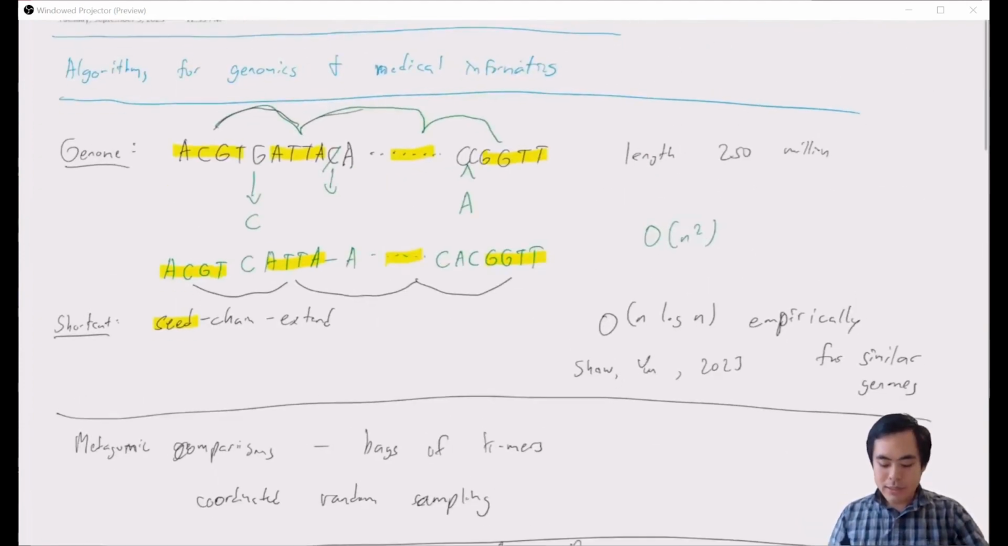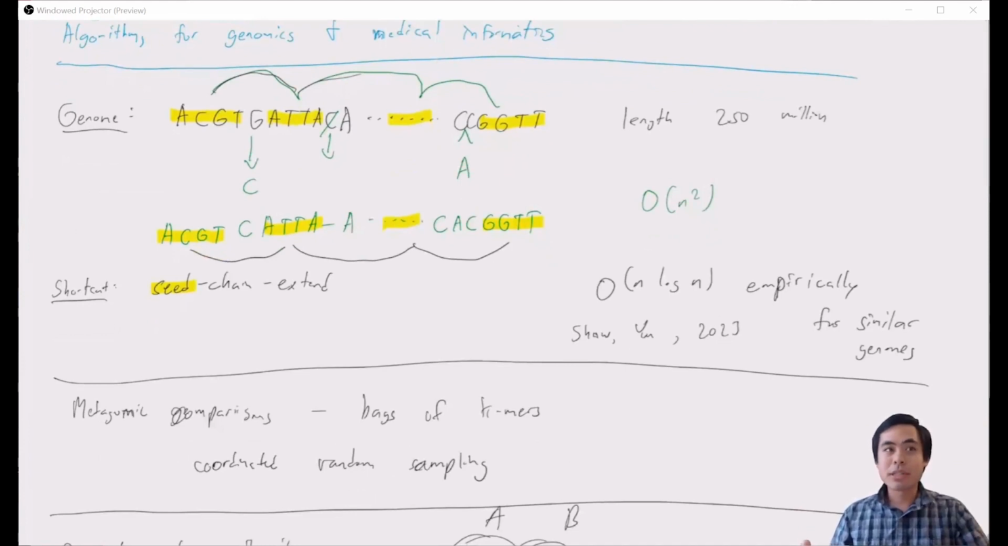So in summary, these are a few of the different directions that my lab works on. They're all related to this idea of developing fast, efficient, or private algorithms for computing the similarity between 2 objects, whether that's genomes, metagenomes, or patient data sets.